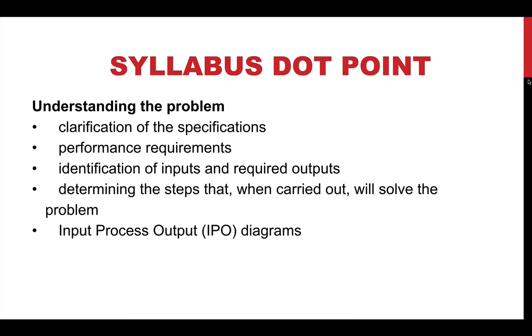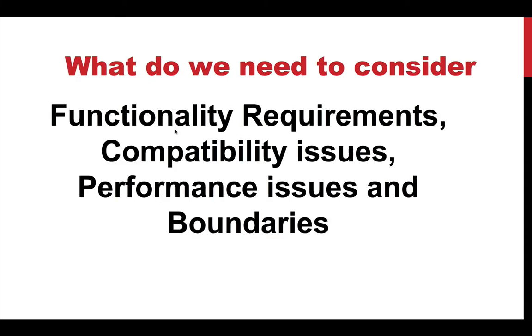This is the syllabus dot point we're going to look at today. We are going to look at performance requirements and specifications. So what we need to consider when meeting with the client first off is the functionality requirements, compatibility issues, performance issues, and boundaries. It's really important that when you first meet with a client and you talk about what they need and what software system you're providing for them, that these are the things that you discuss. If you don't discuss all of these in detail, you'll end up painting yourself into a corner.